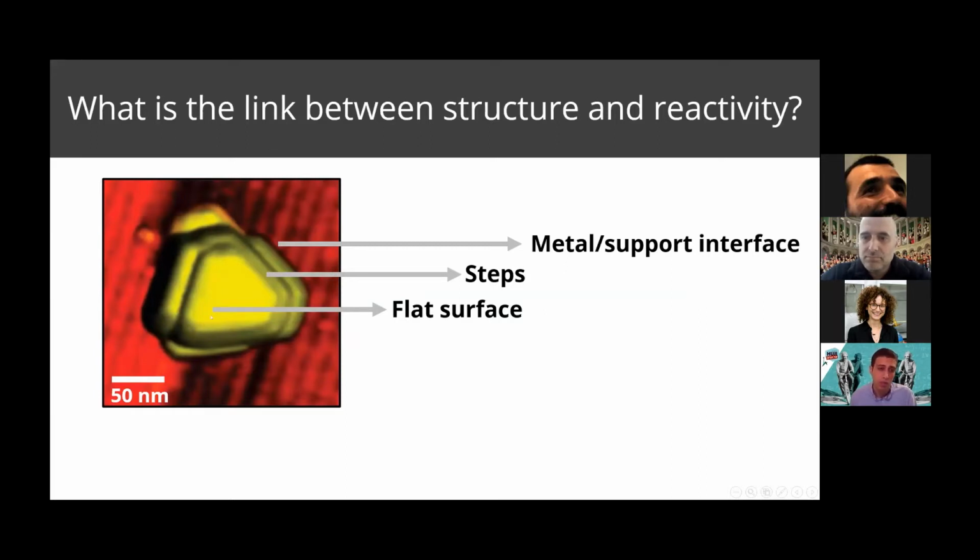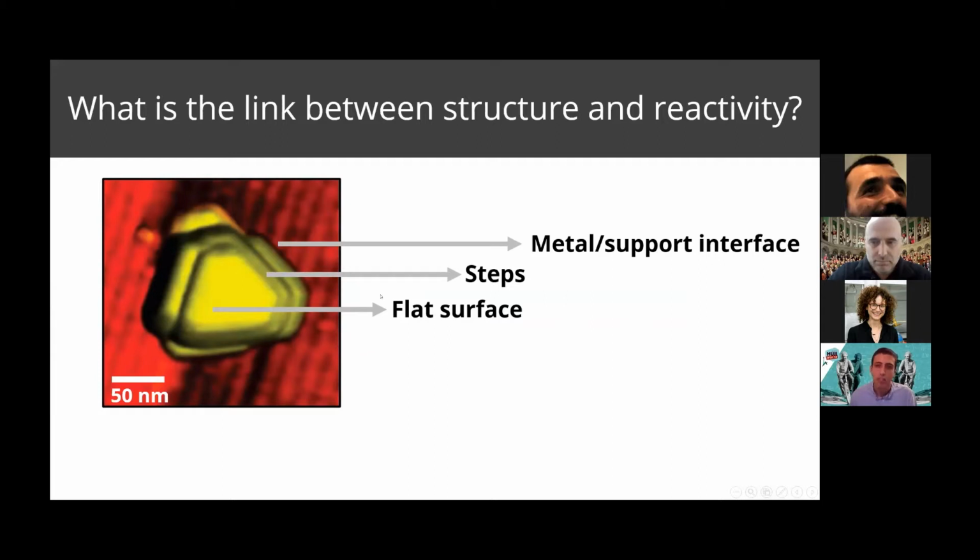Here I brought you an STM image of a single catalytic particle, and you can see that even at a single particle level, we have different surface sites. We have this flat surface in the center, and we have steps and the metal-metal oxide interface. And these regions, because of their different structure, can lead to dissimilar reactivity.